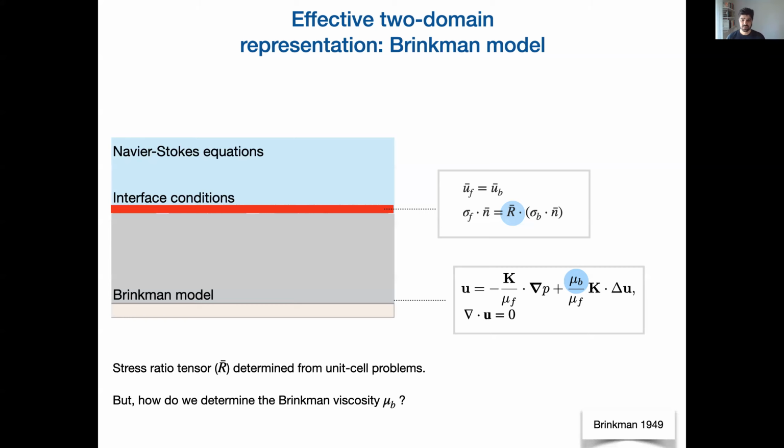However, what seems to be non-trivial to determine is the Brinkman viscosity mu B. So this is really the topic of this talk: how do we determine the Brinkman viscosity when we have a free flow over a porous material.